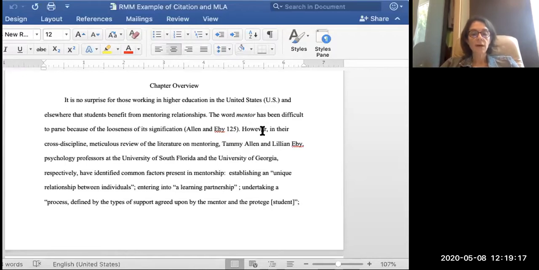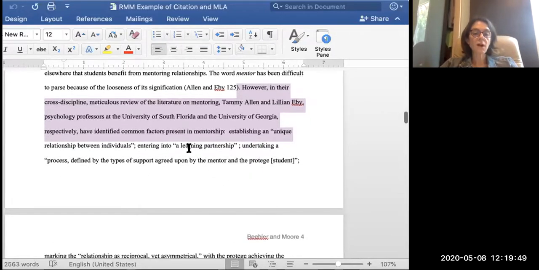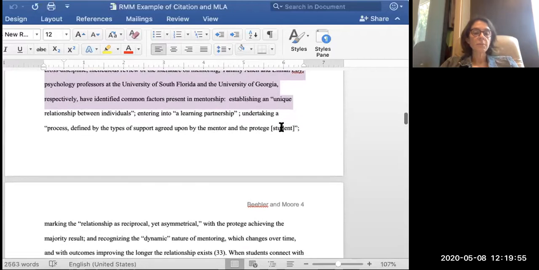Here I'm going to use a signal phrase and an introduction of the authors. So, however, in their cross-discipline, meticulous review of the literature on mentoring, right? So I'm giving a sense of what their paper is about. I then name Tammy Allen and Lillian Eby, and I give their credentials, right? Psychology professors at, and I list their university affiliations, have identified common factors present in mentorship, right? And then I list these common factors. They are part paraphrase, right?